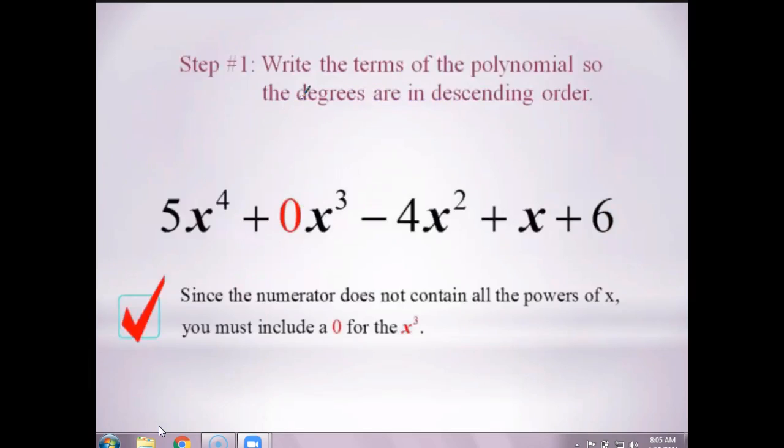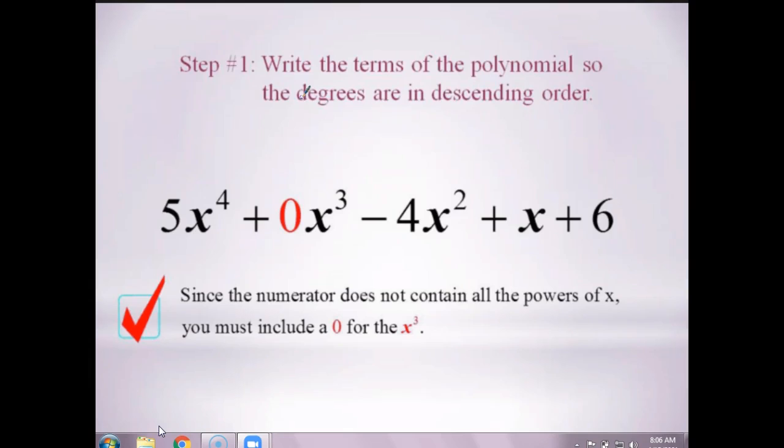There are several steps we're going to follow when it comes to synthetic division. If you look at example number 1, the terms went x to the 4th, then x squared, x, and 6. So rule number 1 is you must have a spot for each variable. We're going to put a 0 in with x cubed. The numerator did not contain all powers of x, so we're going to include a 0x cubed to account for that problem.